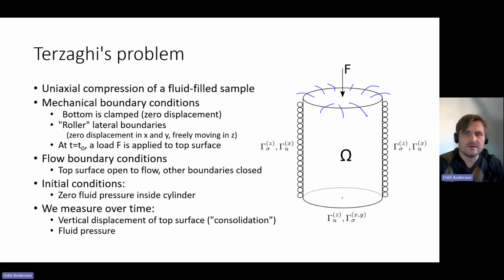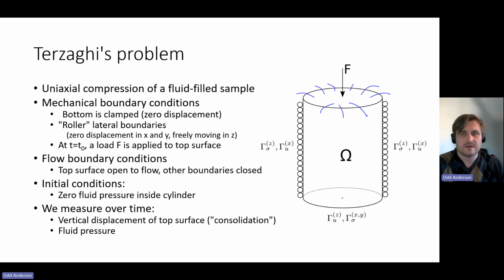I will now illustrate the use of poroelasticity simulation in MRST. The first example I will show is called Terzaghi's problem and concerns the compression of a cylinder consisting of a porous, fluid-filled medium. The problem can be directly related to the study of soil consolidation, where the ground is slowly sinking due to heavy infrastructure installed on the surface.